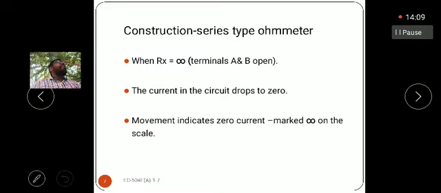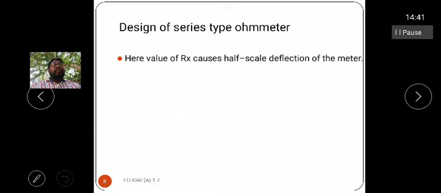If we connect an intermediate resistance like 10 ohms or 20 ohms or 30 ohms, the full scale deflection shows the current in different ways. Based on the magnitude of the resistance, the current passes through the circuit and shows a different deflection reading. With the help of this concept, the intermediate resistance, that means the unknown resistance, can be measured with this series type ohm meter. Here we have to know the design of the series type ohm meter.